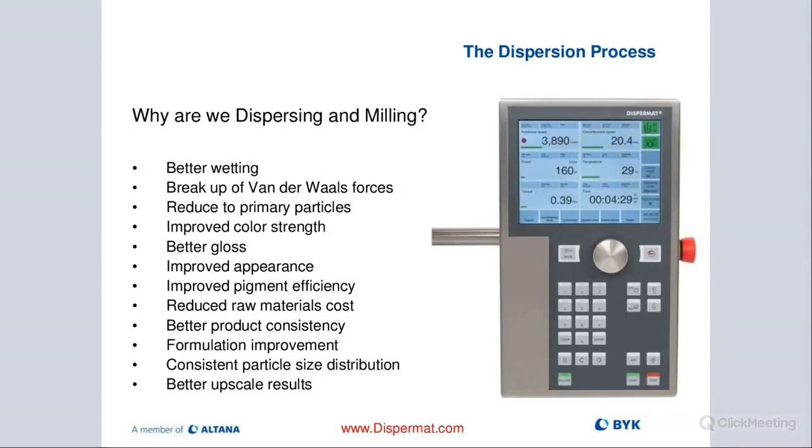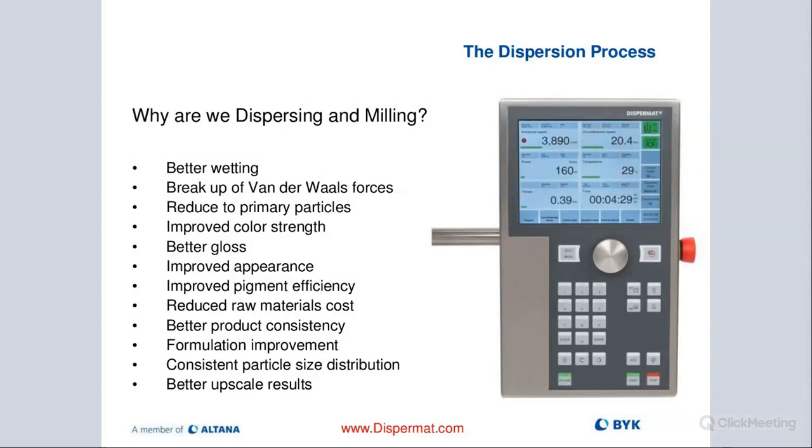That will result in better color strength, better gloss. Our overall appearance is improved. We're going to save money because we're going to improve on our pigment or particle efficiency. We're going to have reduced raw material costs because we need less of that in our slurries. It's going to lead us to have a much better product and more consistency, formulation improvements, and then obviously, if we do a good job milling, we're going to have the right particle size as well as very consistent particle size distribution. It's very important.